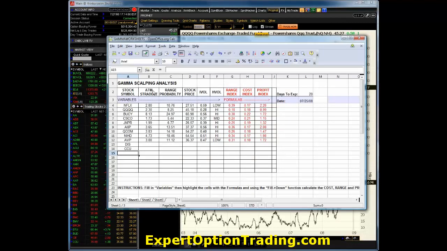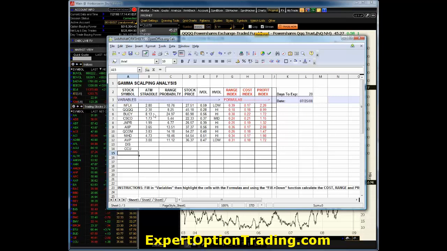So let's talk a little bit about this analysis worksheet, and then we'll go directly into inputting some additional issues so you can see exactly how these are calculated. Basically what we do is we take the at-the-money straddle, the range of probability, the stock price, the implied volatility, and historical volatility, and then we get what I call the range index, a cost index, and a profit index. All things being equal, we want the range in which the stock will move as high as possible. And you can see the Netflix range is 10.76, which is a little bit on the high level compared to the other issues that we're looking at.